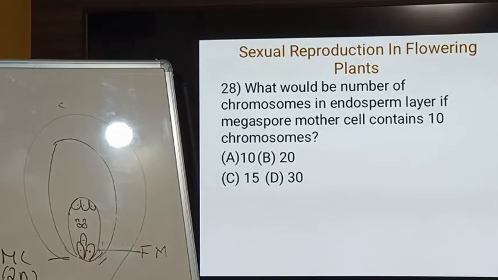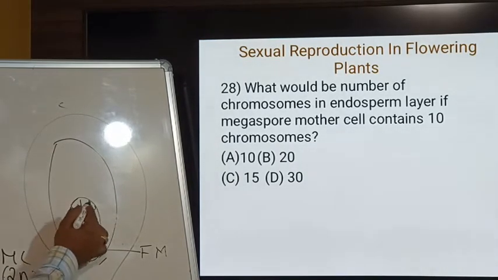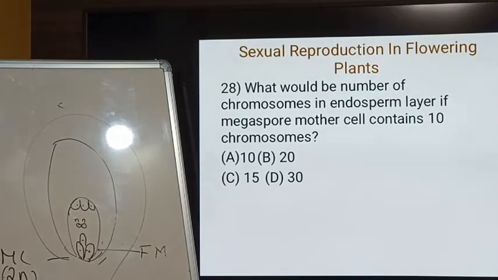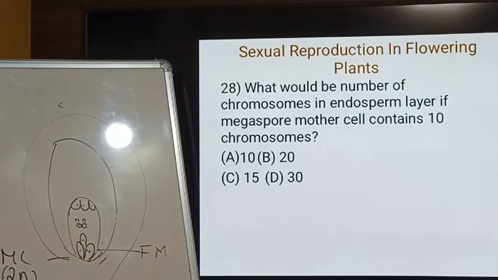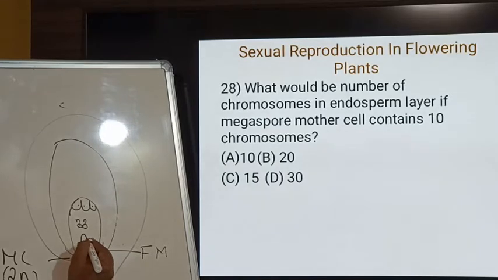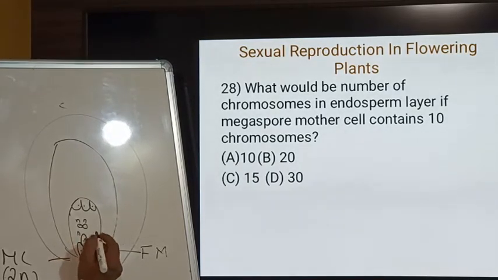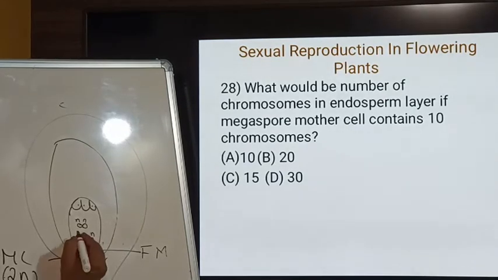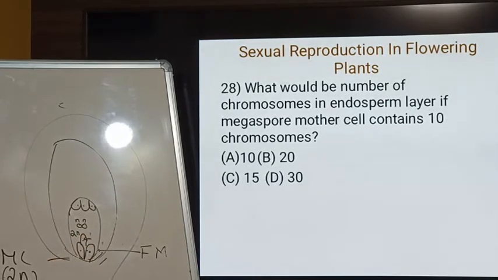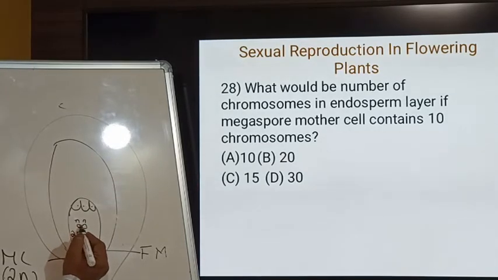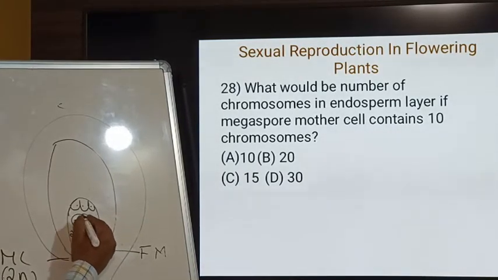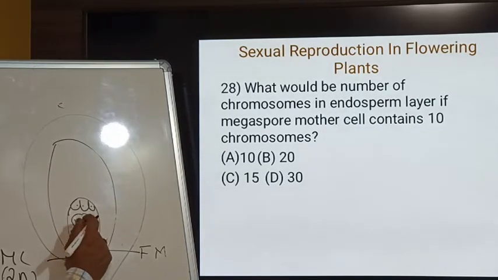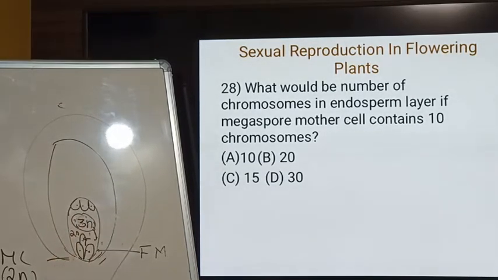See here, all the 8 nuclei are haploid because they are derived from a single functional haploid megaspore cell. So after fertilization, the egg nucleus fuses with the haploid sperm to form a diploid zygote. Likewise, the 2 haploid polar nuclei fuse with the haploid male gamete to form the triploid primary endosperm nucleus.